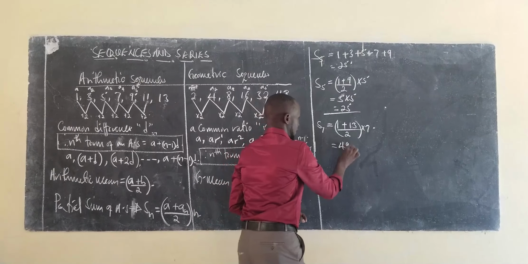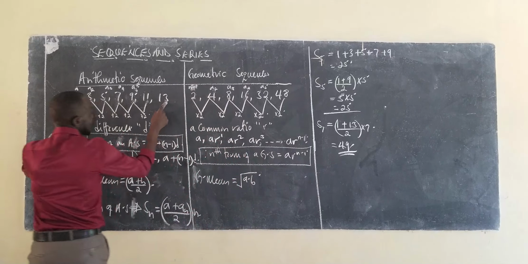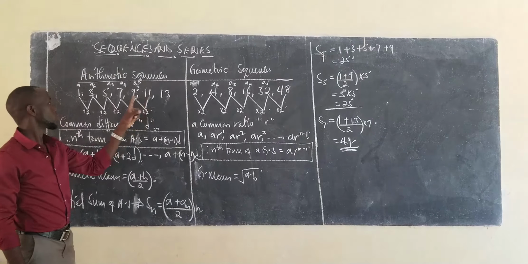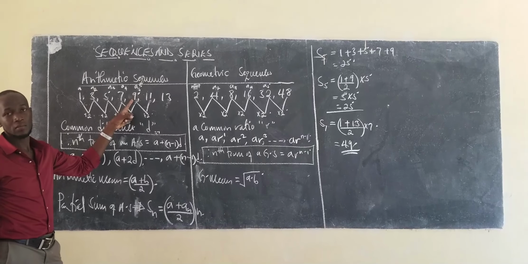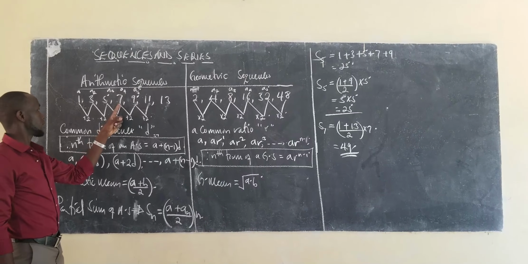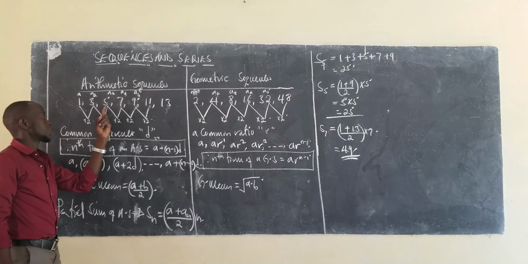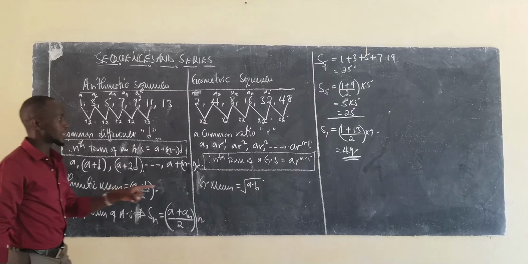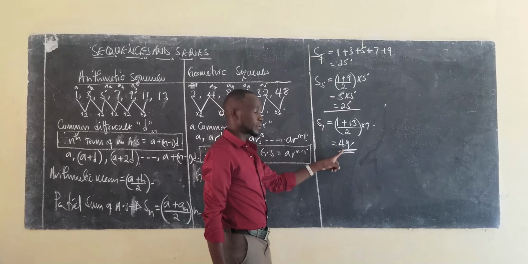And practically, if someone added 13 plus 11, you get 24. 24 plus 9 you get 33. 33 plus 7 you get 40. 40 plus 5 is 45, plus 3 is 48, plus 1 is 49. Practically, when you add, you get the same answer.